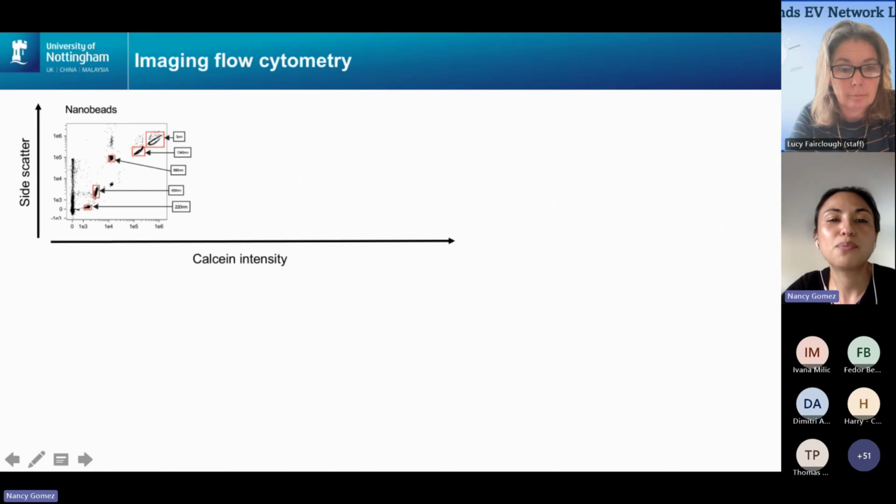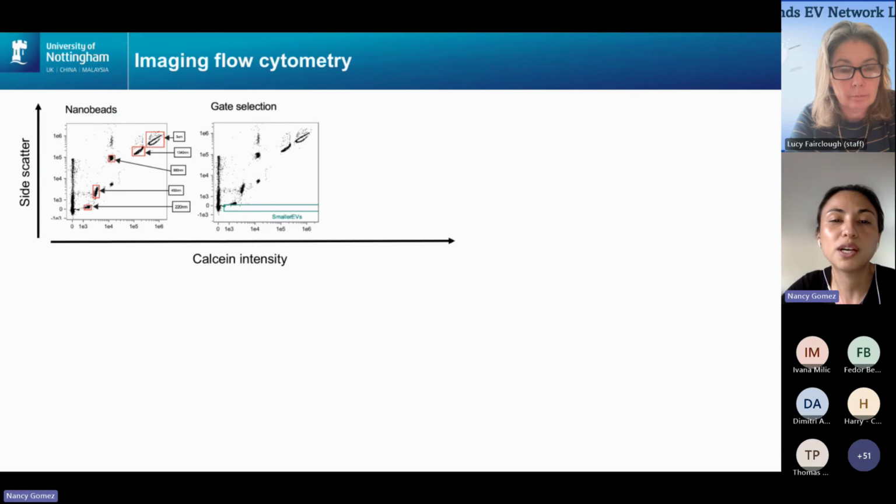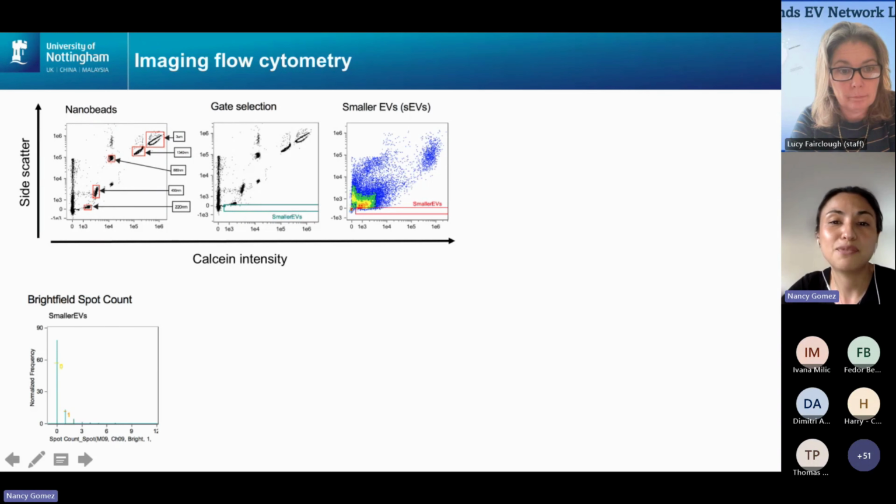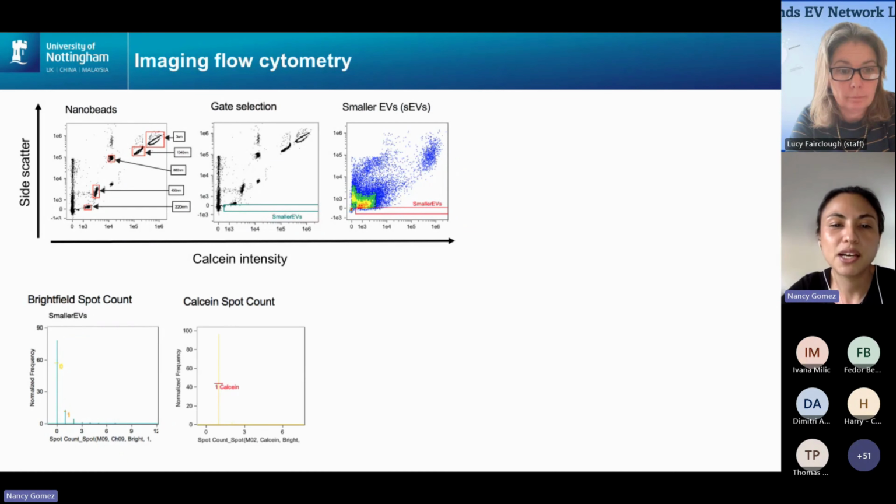Right, as previously mentioned as well, one of the first things we did is use size beads to create a gate that we wanted to focus on our EVs. Here we wanted to focus on small EVs, particularly 200 nanometers and below, so we created a gate for small EVs. The optical resolution cutoff of the ImageStream is 200 nanometers, so anything below that wouldn't give you a bright field spot. So we gated for 0 bright field to not get an image there.